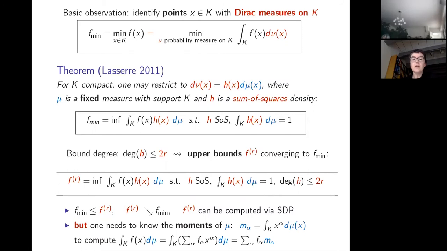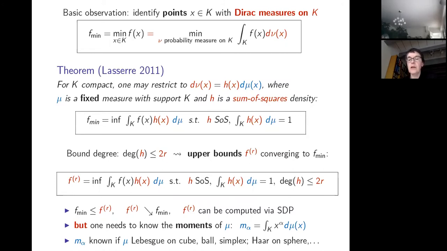That's a restriction, of course, but these moments are known when you look at simple sets like the cube, the ball, the simplex, and simple measures like Lebesgue or other measures, or like the Haar measure on the sphere. And as we observed in the very beginning, such simple sets already carry some NP-hard problems. So already for such simple sets, it's interesting to understand how these bounds behave.